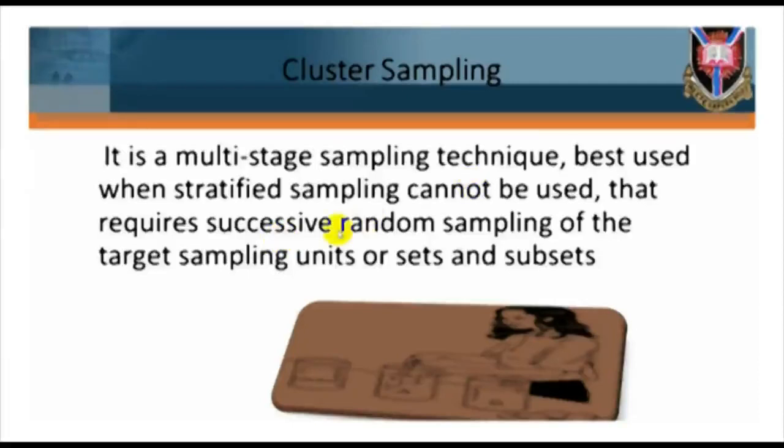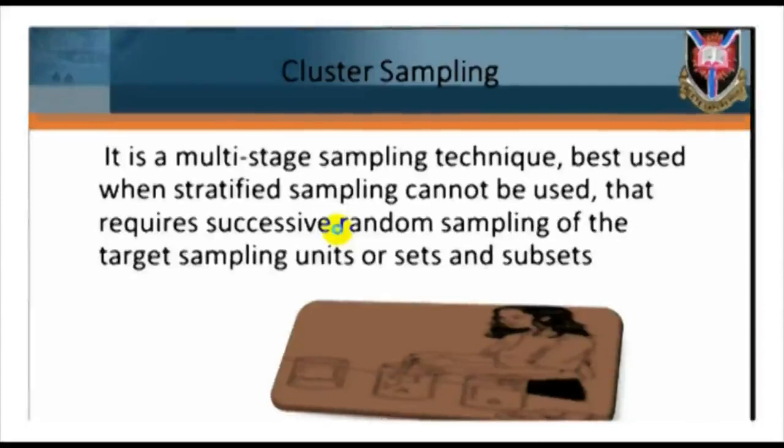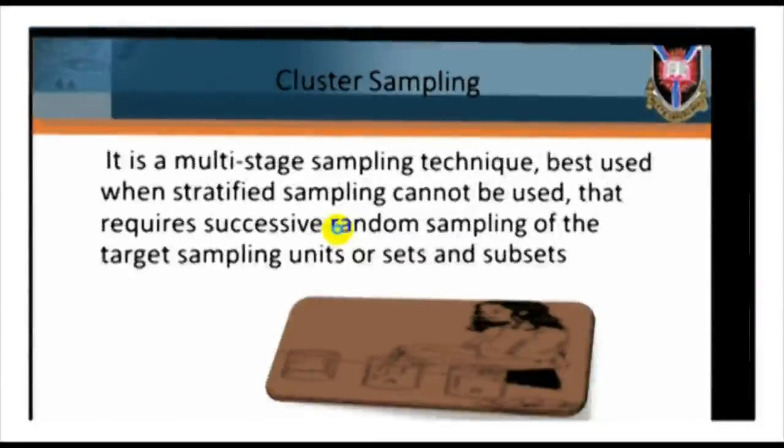It can be a 2-stage, 3-stage, or more exercise. For instance, states in a country can be randomly selected. The towns, streets, families, individual households, and individuals in a household may be subsequently selected.